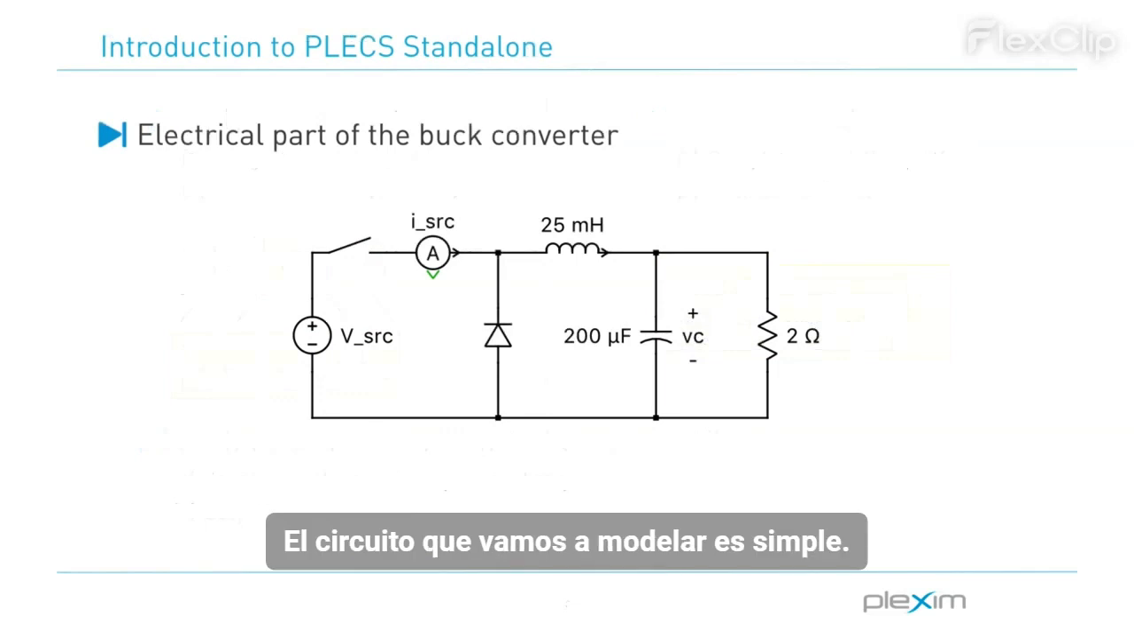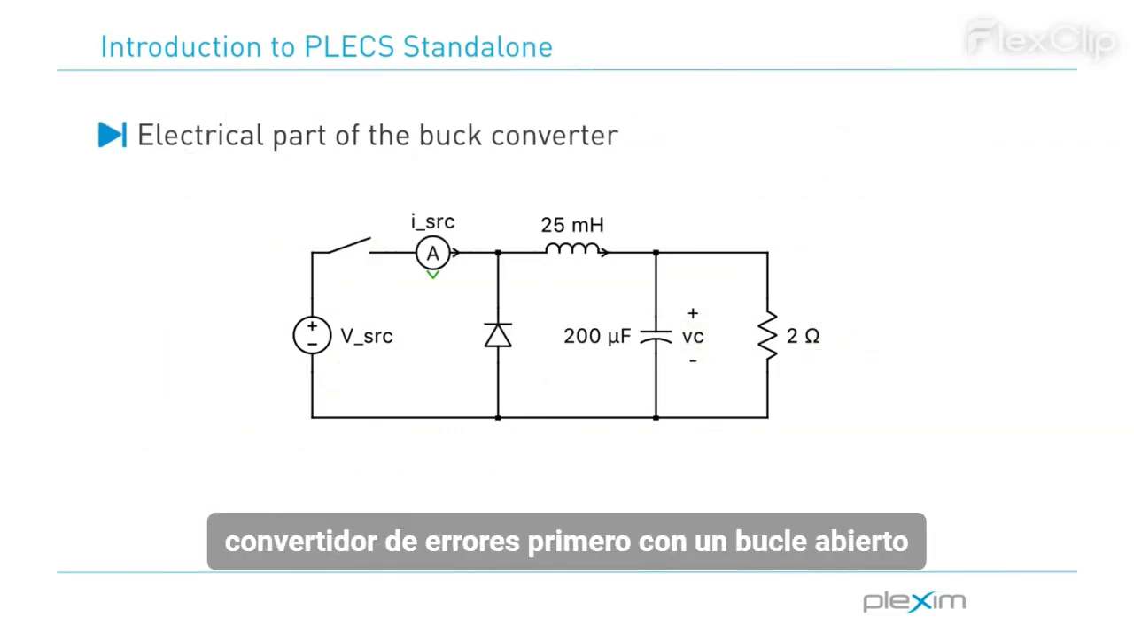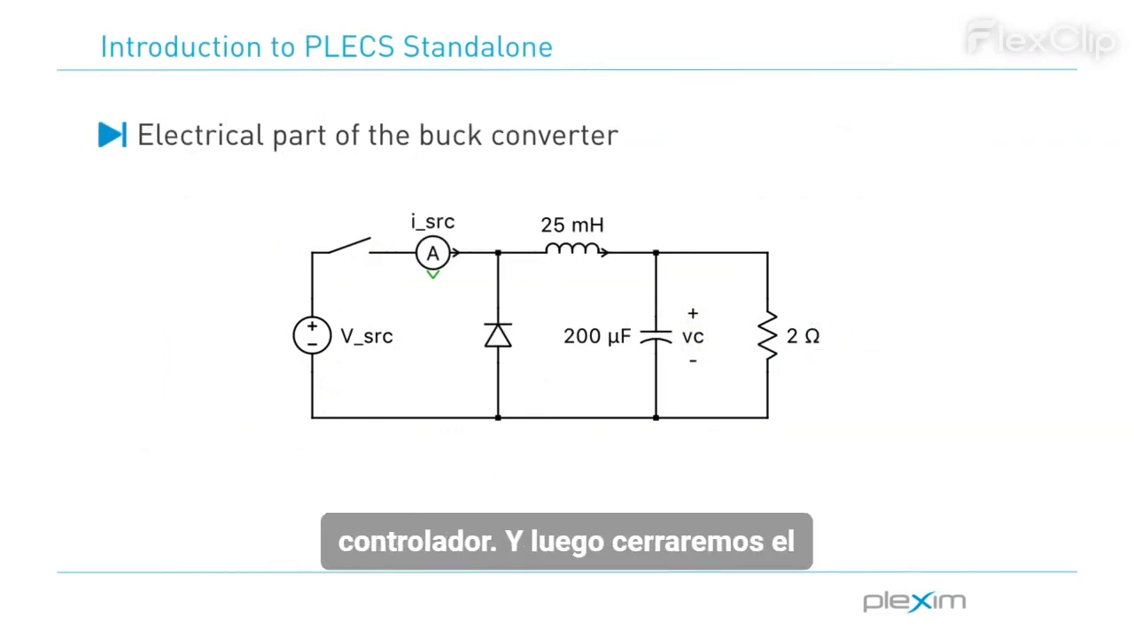The circuit we are going to model is a simple buck converter, first with an open loop controller, and then we will close the loop with a hysteresis type controller.